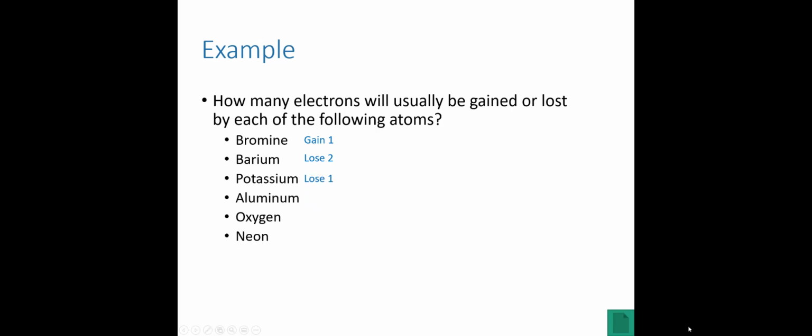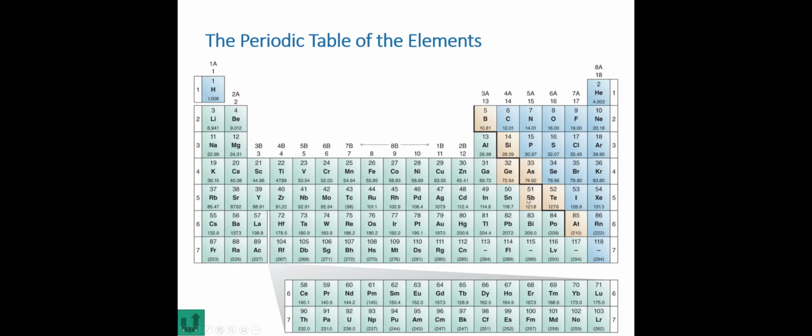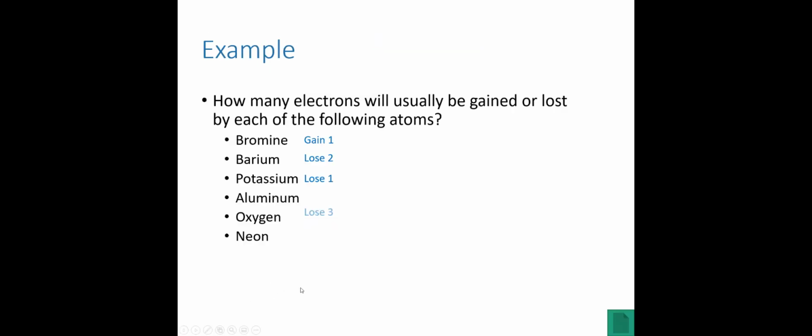Aluminum is in group 3A, right here. It's a metal, so it wants to lose its valence electrons. Since it has 3 valence electrons, it will lose 3.